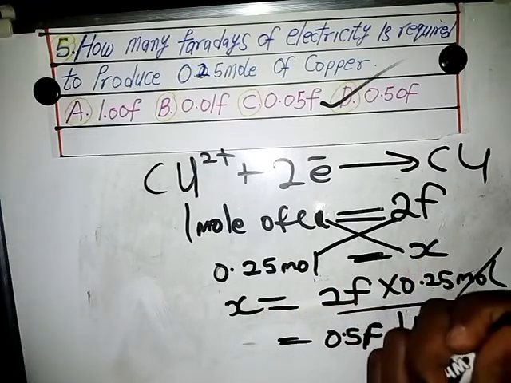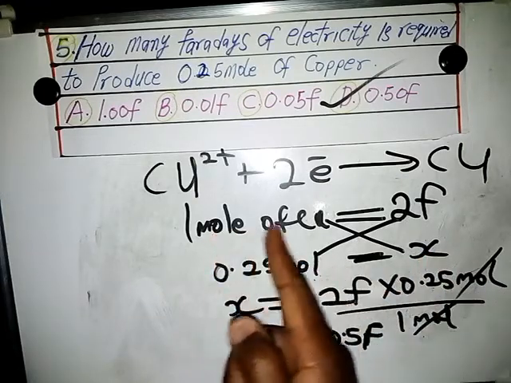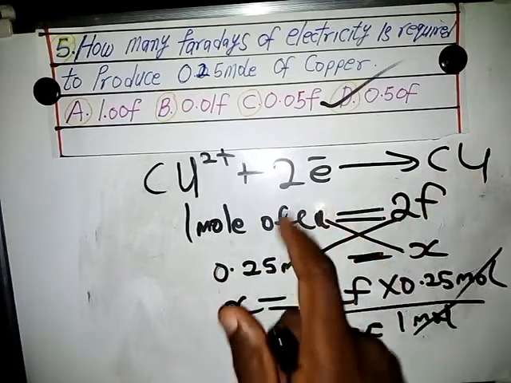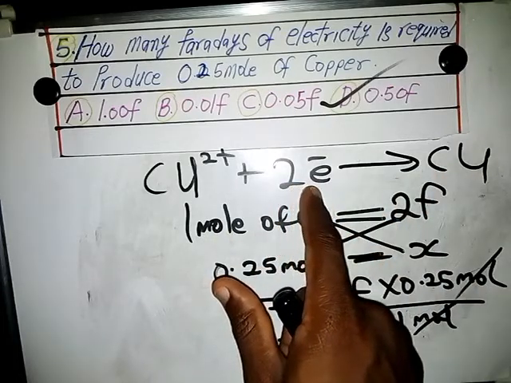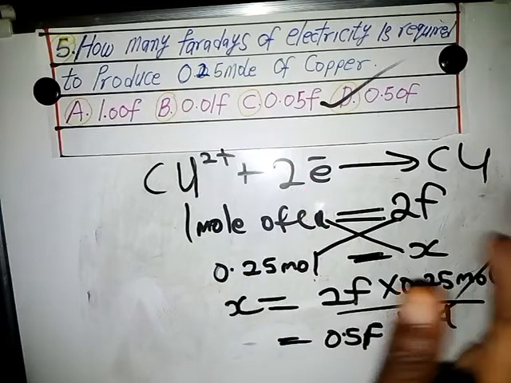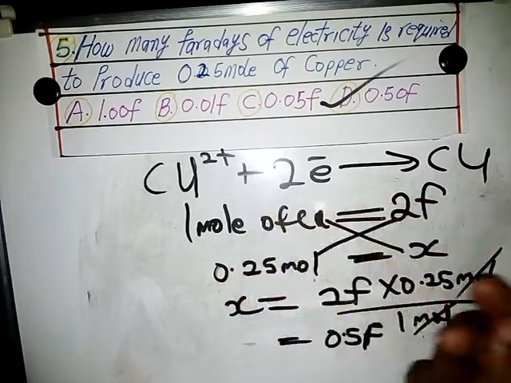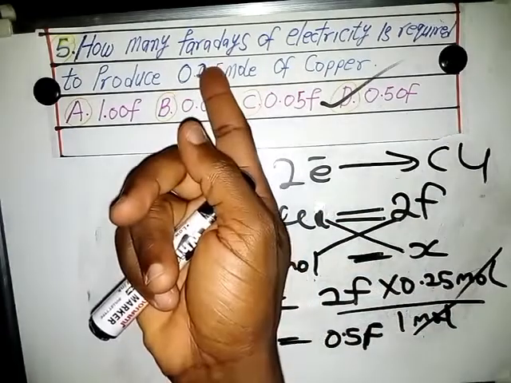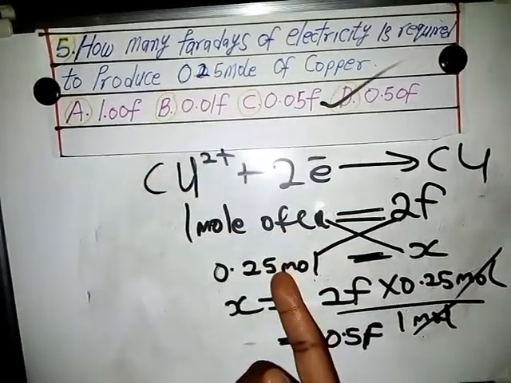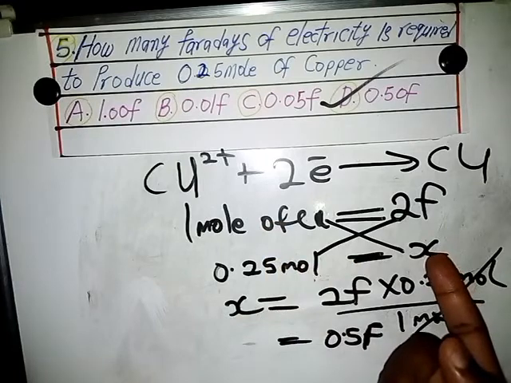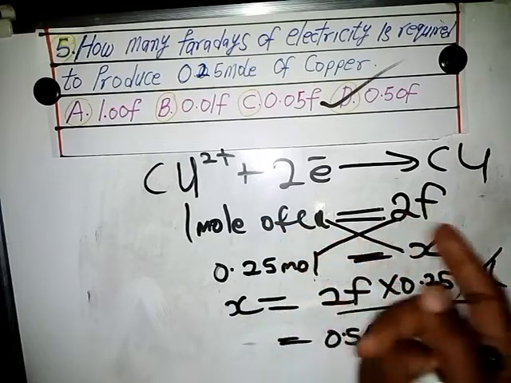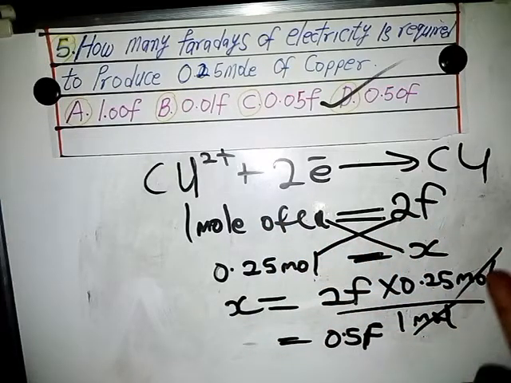Remember how I started? I said 1 mole of copper, from what you are seeing here, is equivalent to 2 Faraday. There are different ways people might solve it. People might have another way, but follow this way. Then I bring the mole we are given in the question under here. I'll make here X. Then you cross multiply. At the end of the day, you cancel this, you get 0.5. That will be your answer.